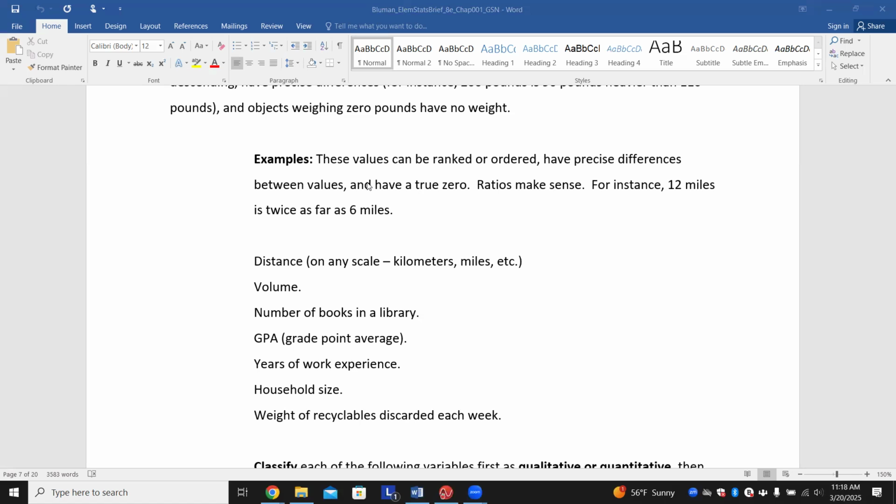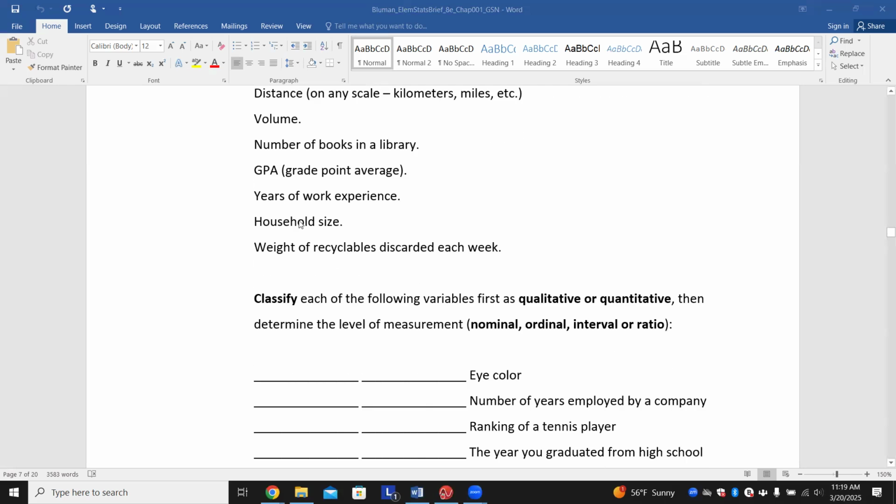A GPA, if you have a zero, that means you don't have a grade at all, but I can't give you negatives. Years of work experience, I can have 0 years, I just can't have negative years. Household size, I can have 0 people living in it, but I can't have negative people living in it. The weight of recyclables discarded each week, I can have 0 pounds of recyclable material, but I can't have negative that. So those are things to think about.